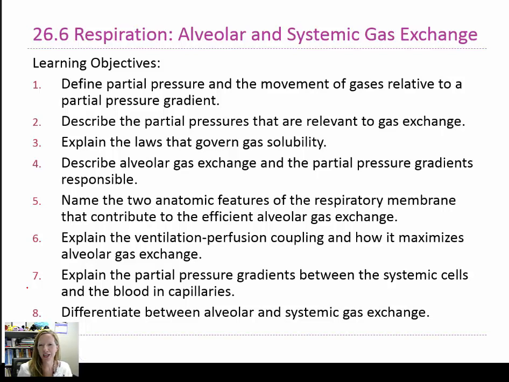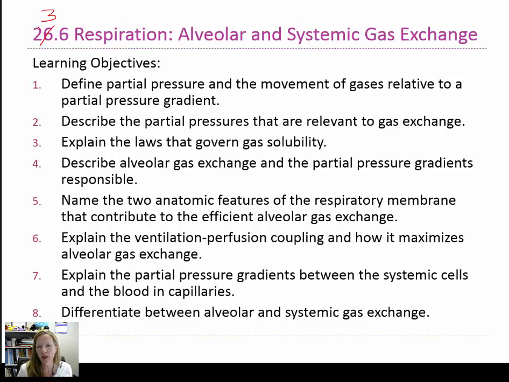Hi everyone. So let's go ahead and take a look at section 6 of, that's weird, that should be chapter 23. I'm not sure why it says 26.